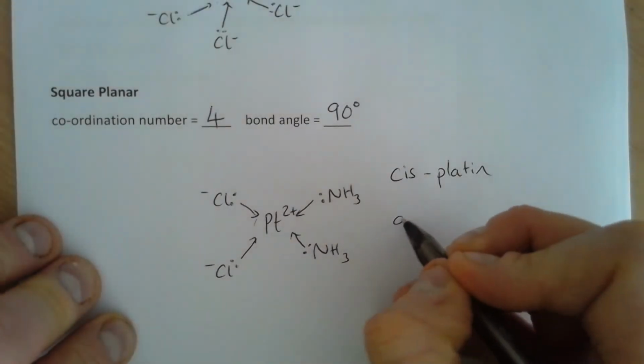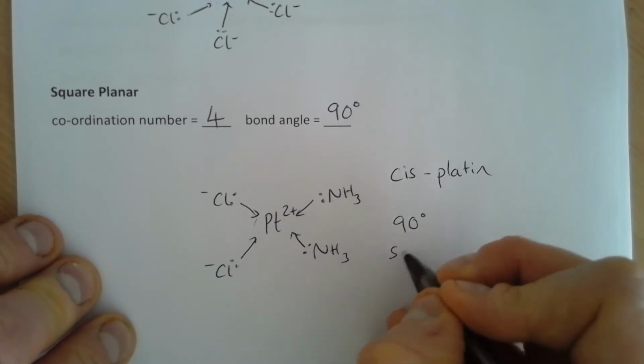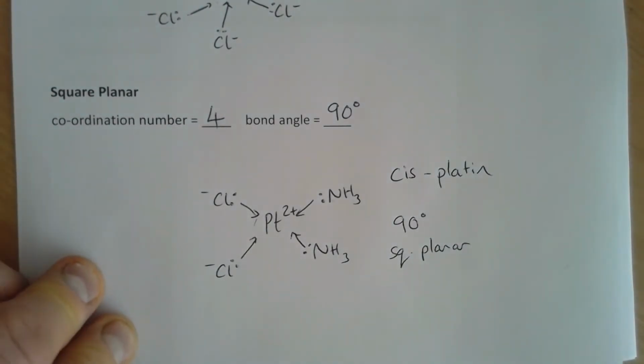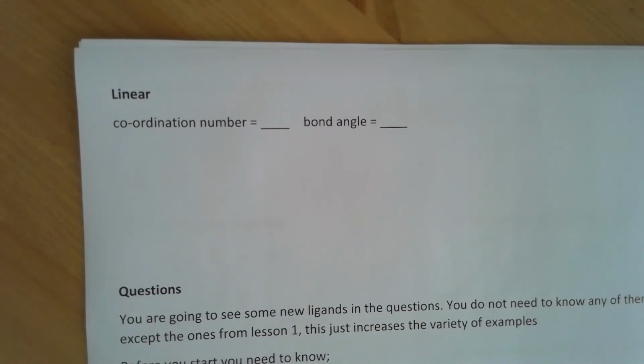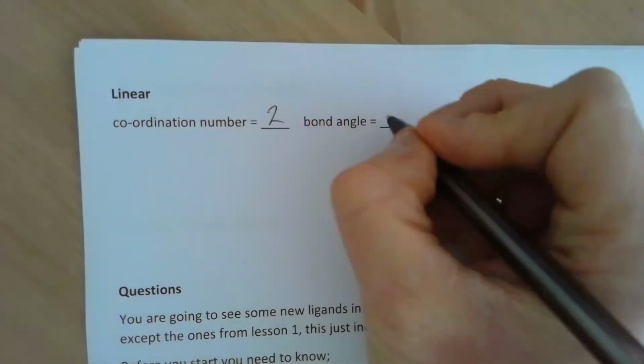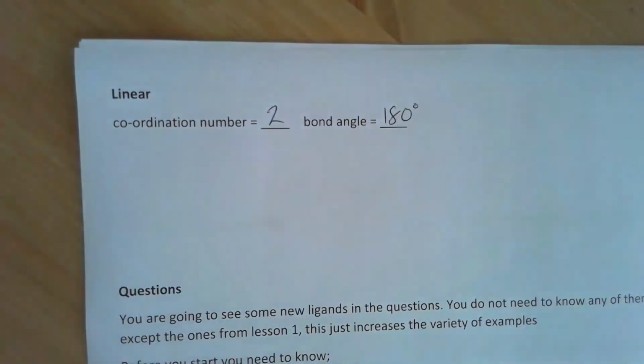Again, we don't need to draw it in three dimensions, as long as we write next to it the bond angle and the name of the shape. The last shape we need to know is a linear complex. It has a coordination number of 2 and a bond angle of 180 degrees.